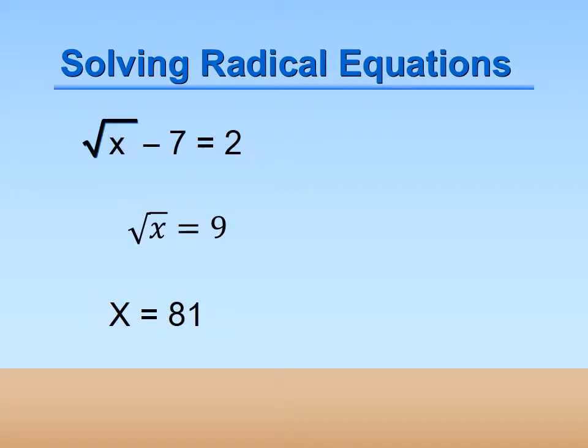All right, let's try this one. The square root of x minus 7 equals 9. So again, the first step is to isolate the radical. So we have to get rid of this minus 7. To undo minus 7, we plus 7. So if we plus 7 on both sides, on the left-hand side, we're left with the square root of x. And then on the right-hand side, we're left with 9, because 2 plus 7 is 9. And now we'll square both sides, eliminating the radical on the left-hand side, leaving us just x, and then 9 squared is 81.